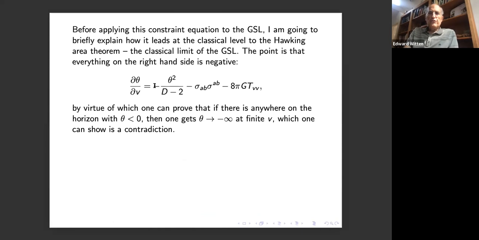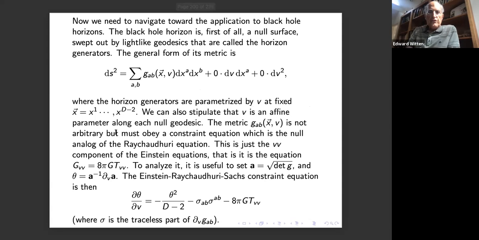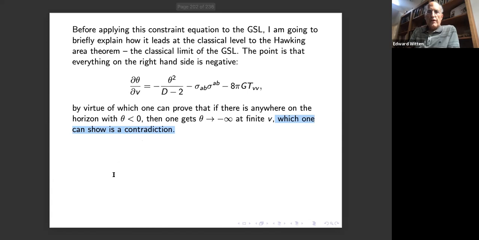So the point is that everything on the right-hand side is negative, by virtue of which you can prove that if there's anywhere on the horizon with theta negative, then theta will go to minus infinity at finite V, which you can show as a contradiction. That step isn't completely trivial, and I won't take the time for it unless I'm asked in questions later. But modulo this step, the equation shows that theta has to be everywhere positive. And since theta is the local increase of the area density of the horizon, theta being everywhere non-negative is the Hawking area theorem. So that's the classical limit of the generalized second law.